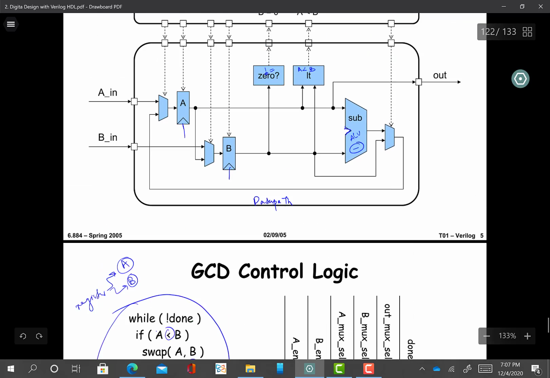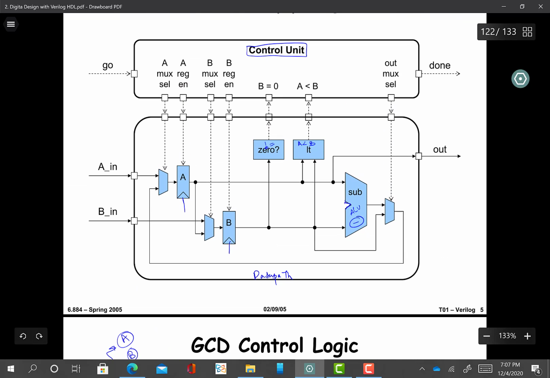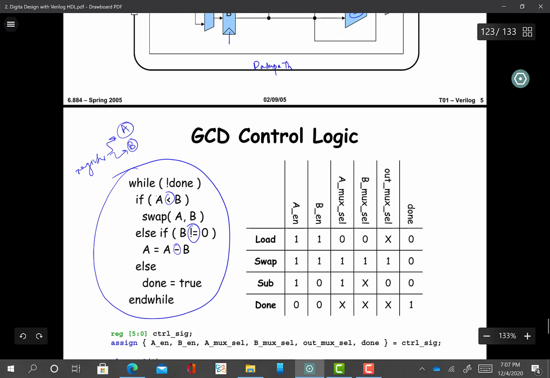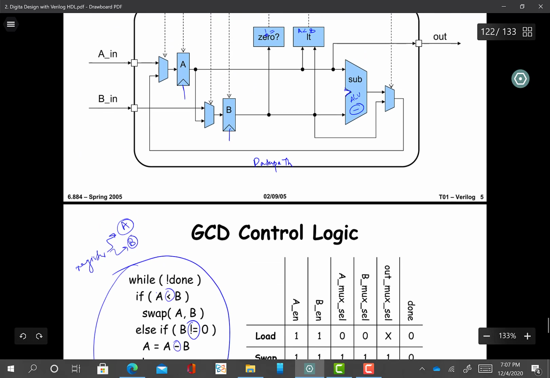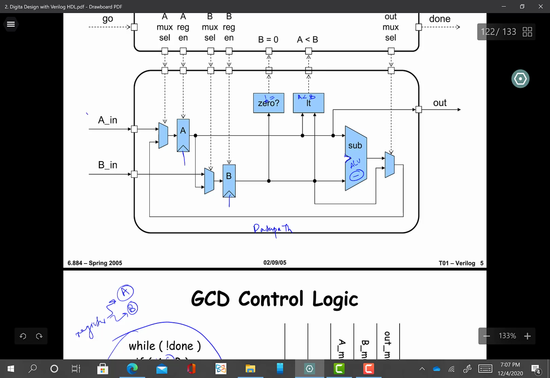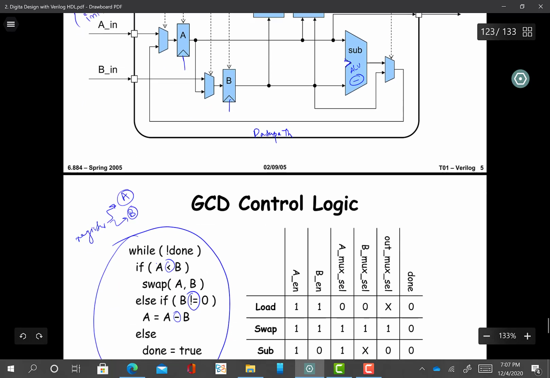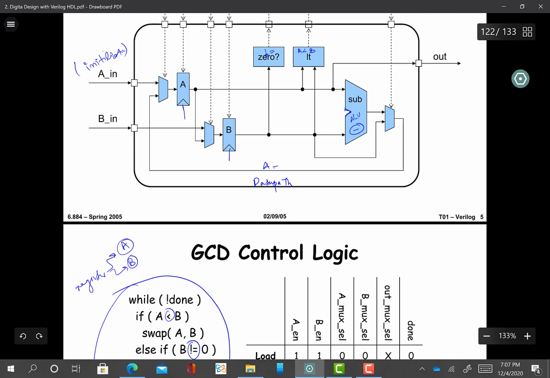This is what we need. So obviously you see we need to initialize A. When we need to initialize A, it means sometimes we are putting the value of A from outside, and sometimes the value of A is basically this line, which is A is equal to A minus B, and this is coming from the subtractor, okay, with the mux.